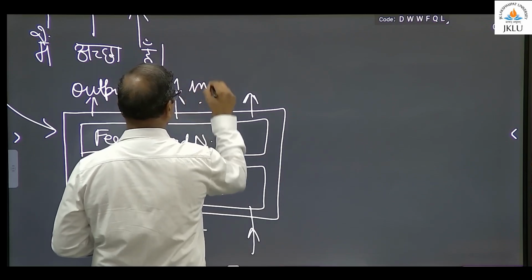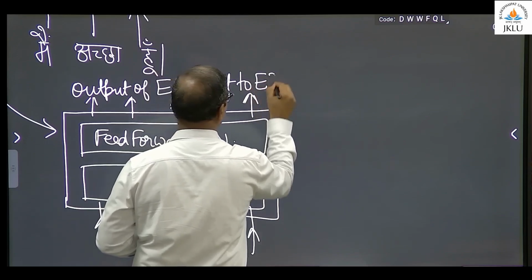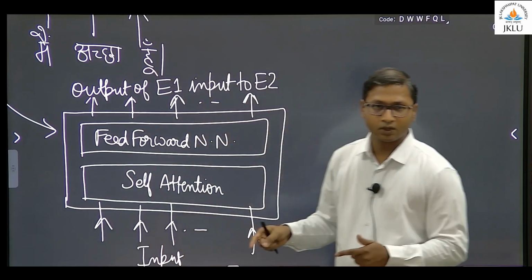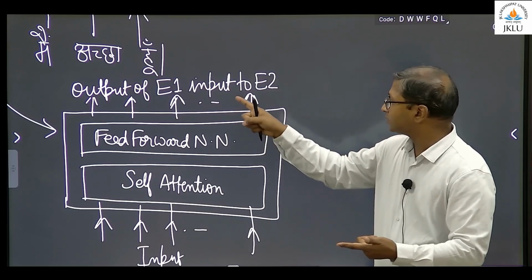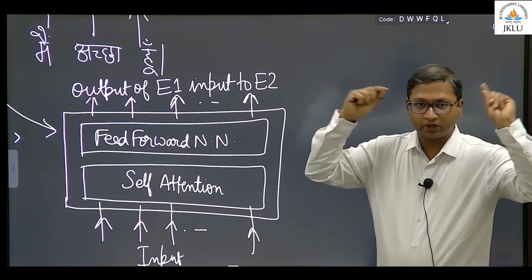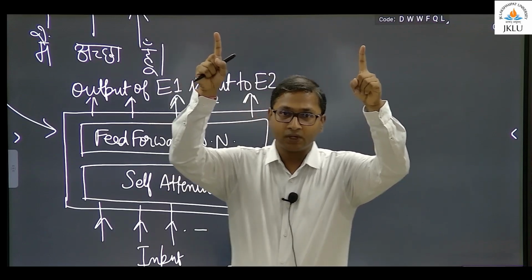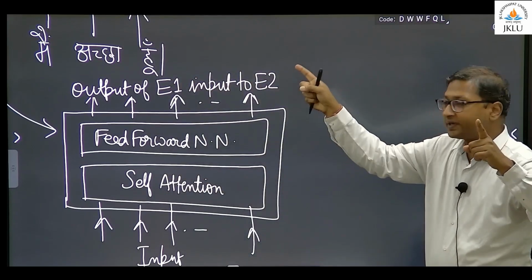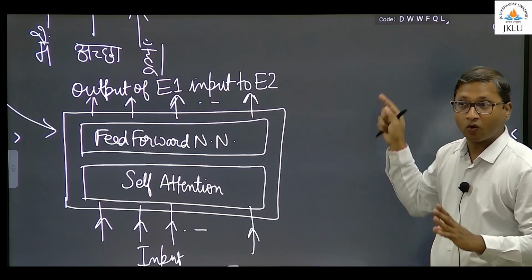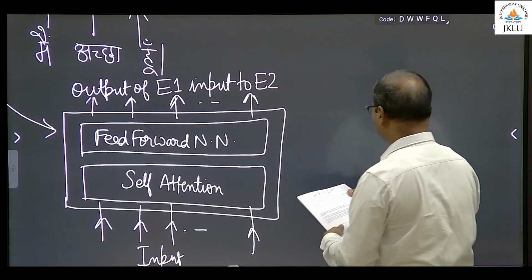Input to encoder 2, right? What will happen next? The output of E2 will serve as input for E3. What about the output of E6? The output of E6 will be sent to decoders, all the decoders. Okay. So how does the decoder look like?